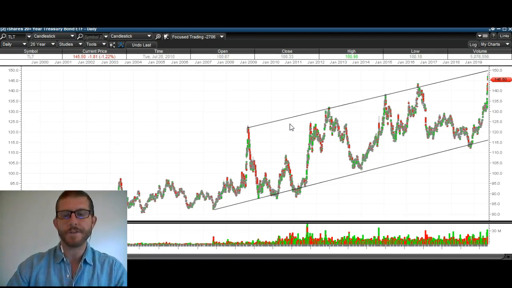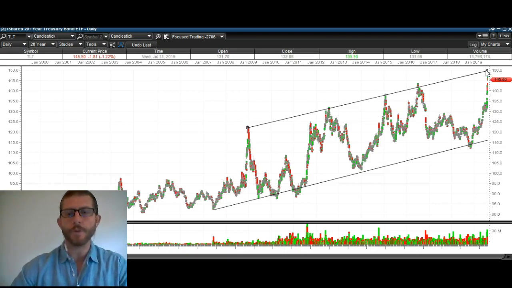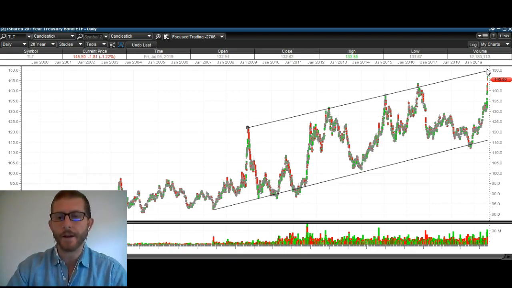This doesn't mean that bonds and TLT can't head higher than where we're at right now. In fact, we could definitely head higher into 150, maybe even a little higher than that, because you can see it doesn't always just hit it directly and then head down. Sometimes we go a little bit over. It went a little bit over here, went even more over it right here.